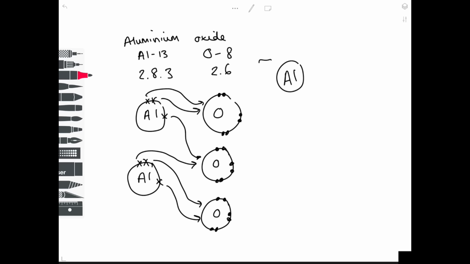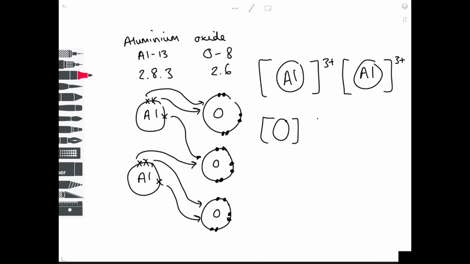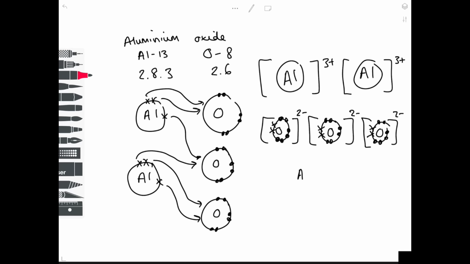I hope I've got space for this. Probably won't have. So aluminium has lost 3 electrons, so that's why it's 3+. We need 2 of them, which is why I'm drawing them twice. And then oxygen will therefore look like this. There's 3 of them. Let's label them as oxygen. Let's show their outer electrons. So basically they're clones of each other, they're all the same. And each oxygen gained 2 electrons, which is why their net charge is 2-. So actually the formula of aluminium oxide, as we can see, is Al2O3.